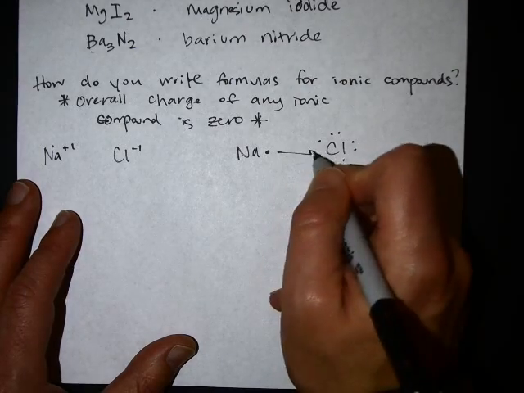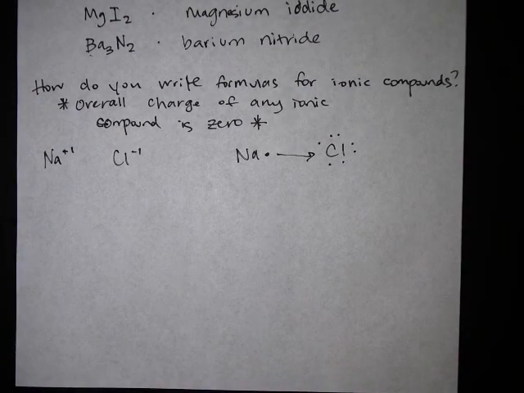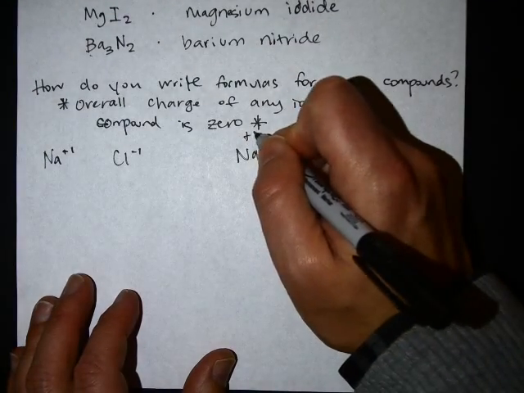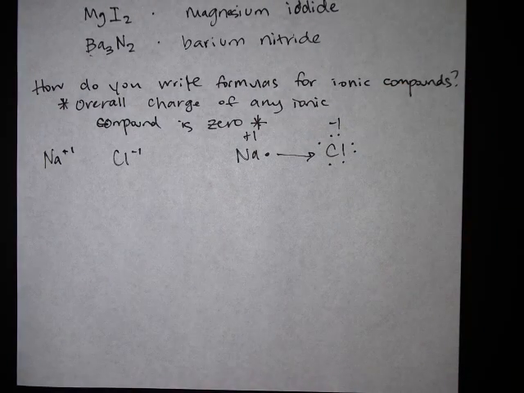So sodium gives its valence electron to chlorine, and they form a compound because this becomes +1 and this becomes -1. That's how the compound works.